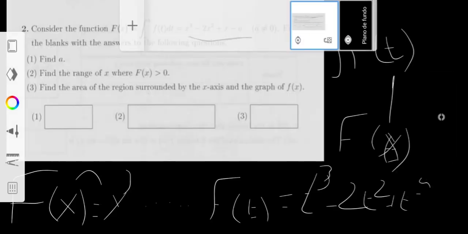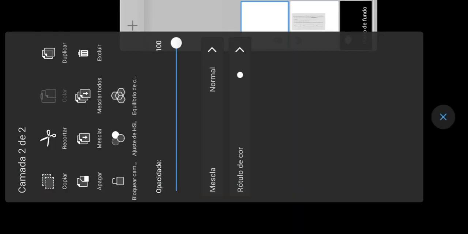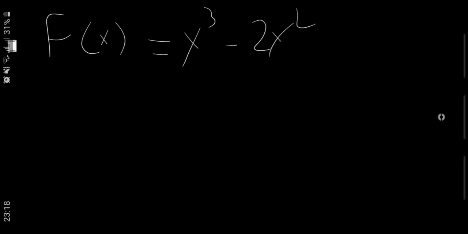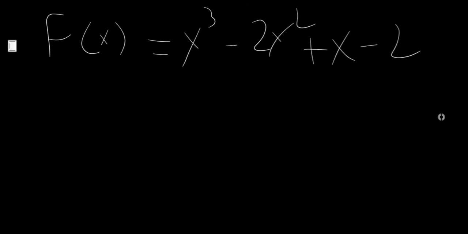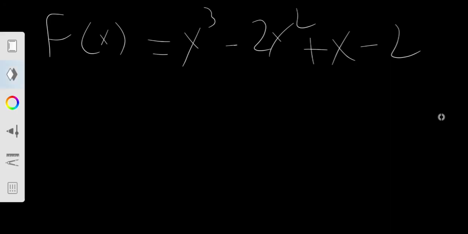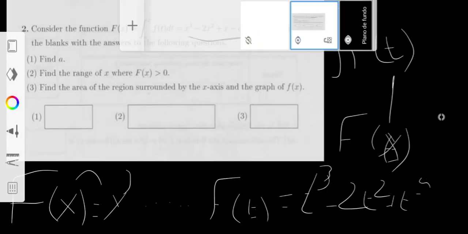Because look, big F of x now is equal to what? To x cubed minus 2x squared plus x. It was minus a, now it is minus 2, because we found that a was equal to 2. Now let's see the second question. Find the range of f of x where f of x is bigger than 0.